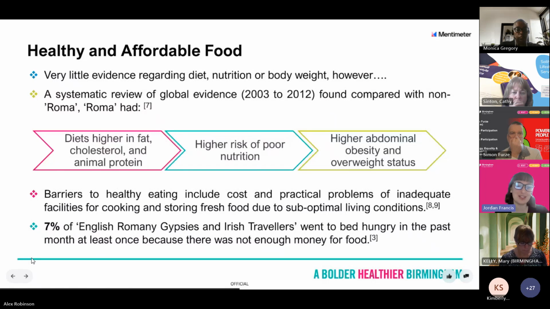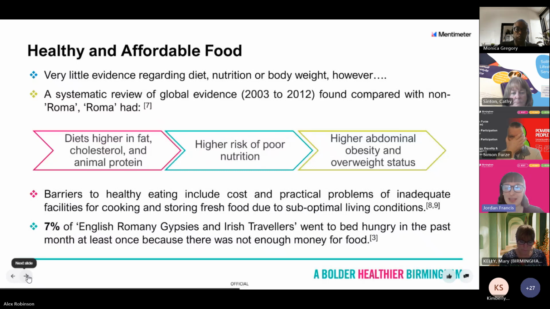Again, there are some barriers to healthy eating, talking about the cost of some of those healthy foods, the practical problems of having inadequate facilities to cook or to store fresh food, and again, reverting back to the living conditions. And a different study actually looked at almost 1 in 10 people from English, Romani, Gypsy, or Irish traveller backgrounds who went to bed hungry in the last month just because there was not enough money for food. So again, food insecurity is something that may be an issue in these communities.